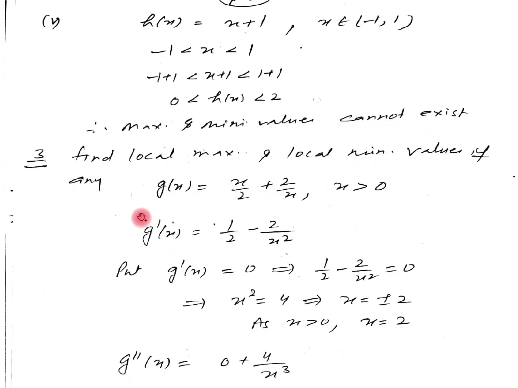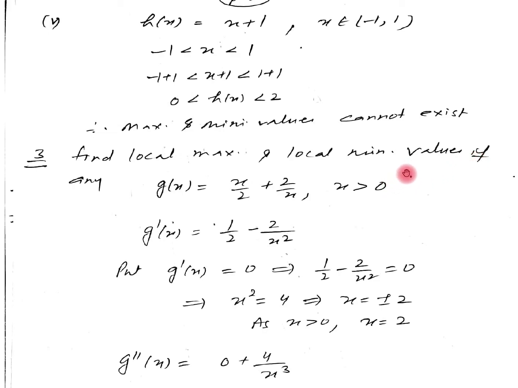Now again come back to the question of local maxima and local minima. It is a very important topic. Here g(x) = x/2 + 2/x, x > 0, is given in the question. We have to find its local maxima and local minimum value. Let us do it using differentiation.